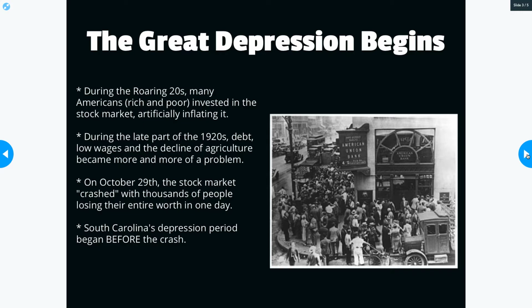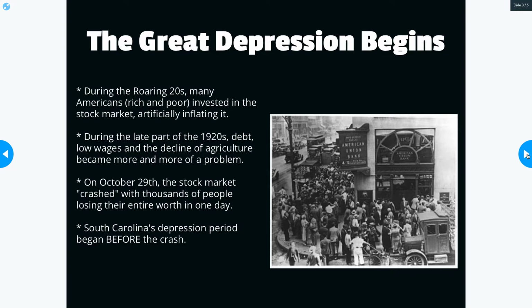Now, on October 29th, the stock market crashed. Everyone basically tried to get out their money on the same day, which made the stock market crash. People lost thousands and thousands and even millions of dollars in the stock market. And you got to keep in mind, this is in the 20s and 30s, so $1 million is worth much more than it is today.